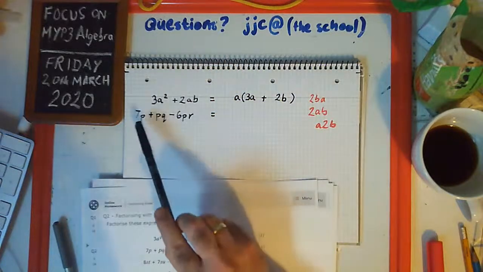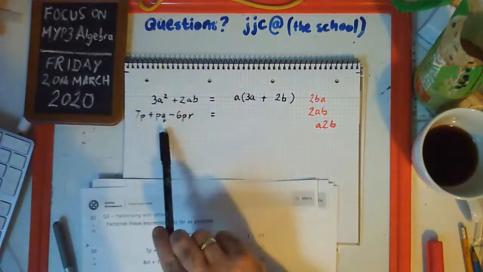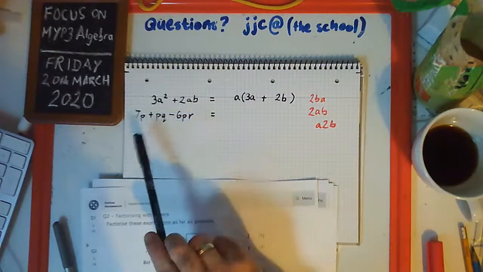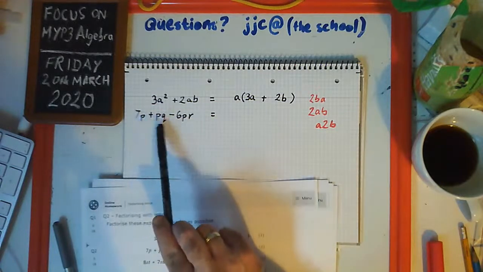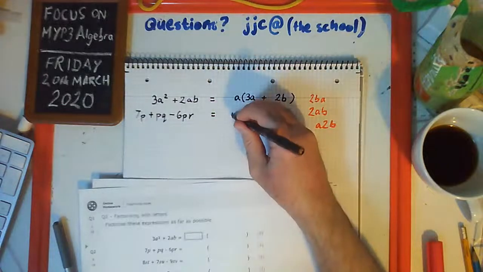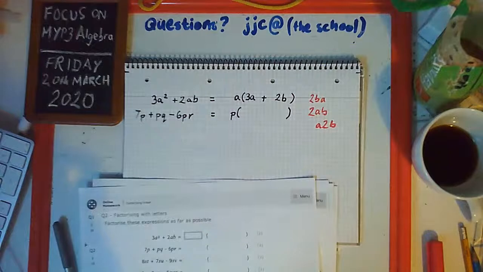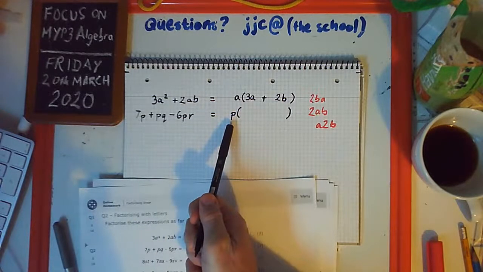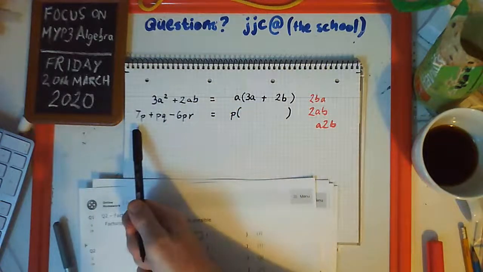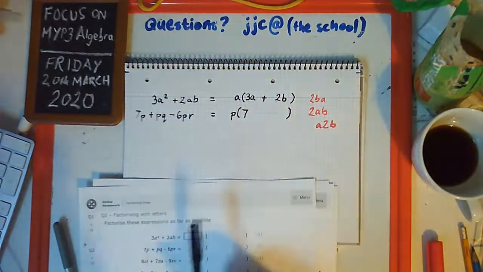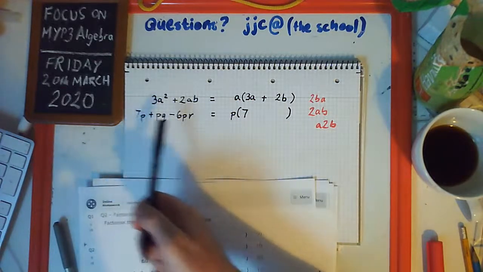Okay, so we've got 7p, we've got pq, so that's like having one pq. We've got 6pr. So there are no numbers that all of these things divide by, but they've all got a p in them. So I can take a p outside the brackets and then say p outside the brackets times what inside the brackets will give me 7p? So that's going to be a 7. p times 7 gives me 7p, written as 7p and not as p7.